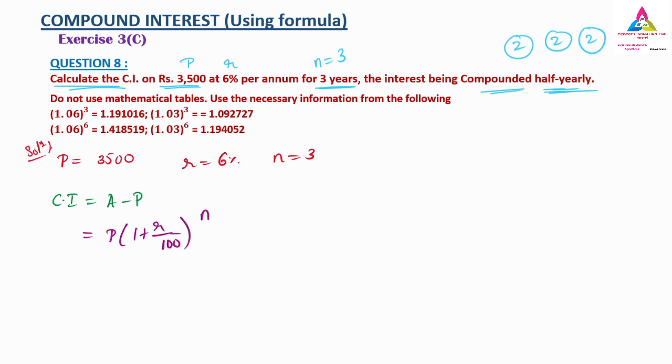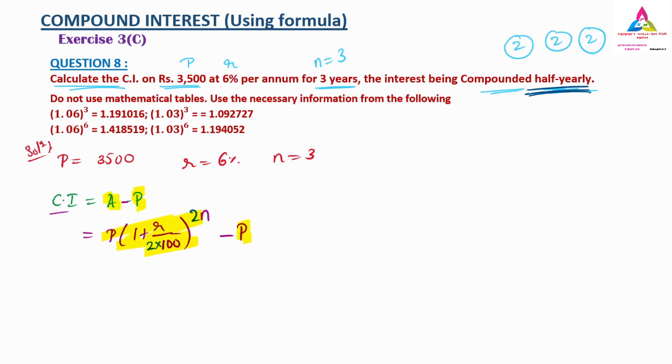This is the formula actually, but very importantly, for half yearly compounding, the 2 will multiply with n and the 2 will divide the r. So this is the formula. Now substitute it, and we have again minus P because we are finding the compound interest. So A minus P: this is the A value and this is the P value. I hope you understood this.